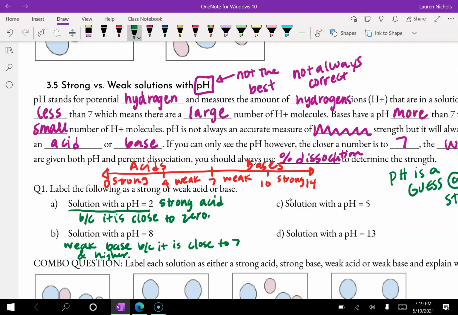So we know it's a strong acid because it's close to 0 and below 7, right? Being below 7 is how you know it's an acid. And you can do that for C and D as well.